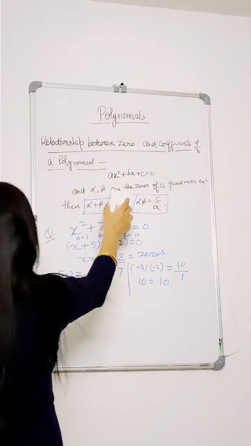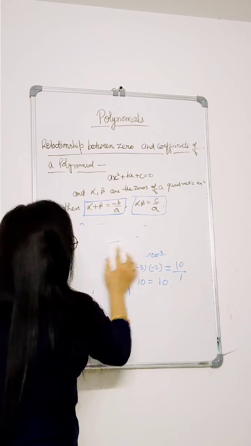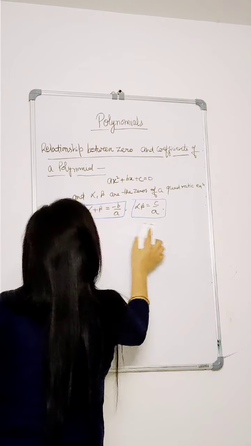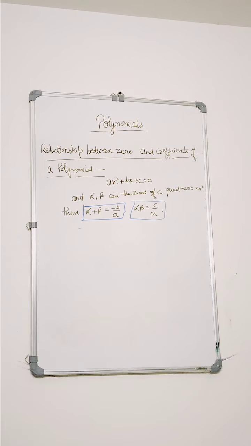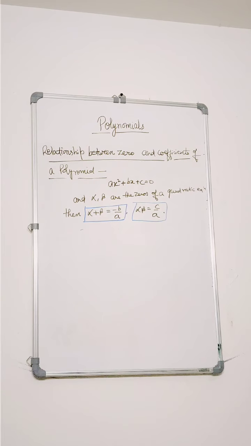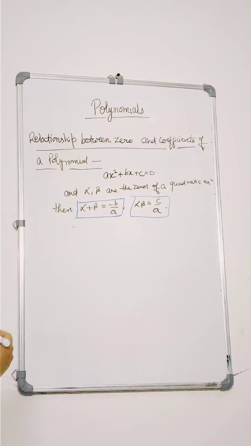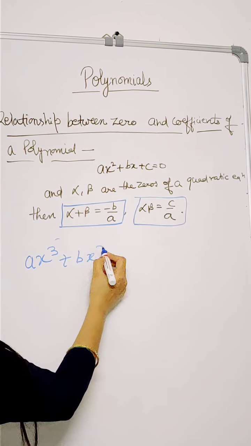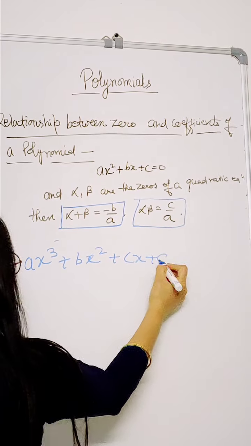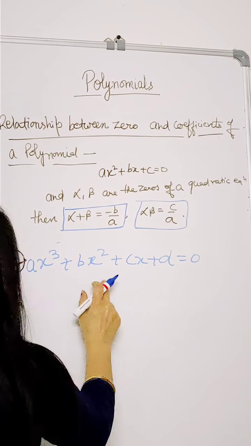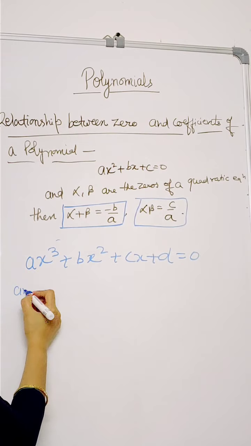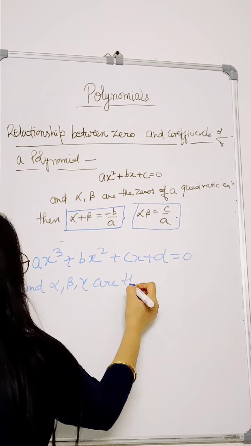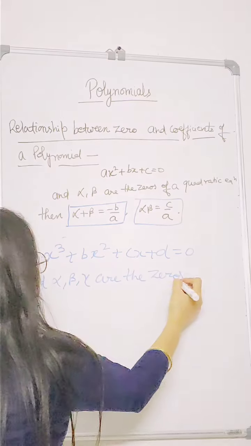This formula is for a quadratic equation. Now if you have a cubic equation, then a cubic equation is ax³ + bx² + cx + d = 0. This is a cubic equation, and let alpha, beta, gamma be the zeros of this polynomial.